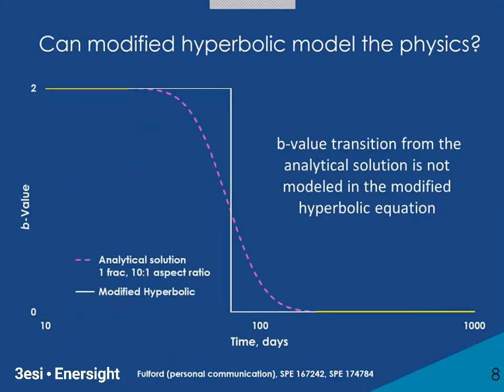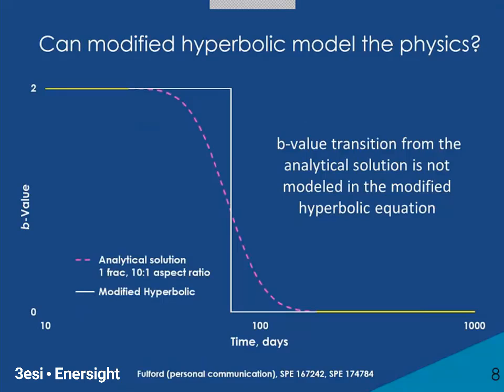So what I've done is I've talked to David Fulford. David works with Apache in Houston. And David shared with me an analytical solution so that I didn't have to do it myself to a single frac in a closed boundary system. And in purple, you see the analytical solution. We're showing the B value here right now.